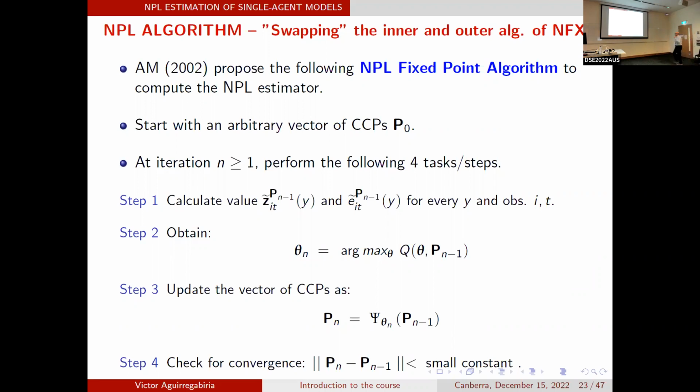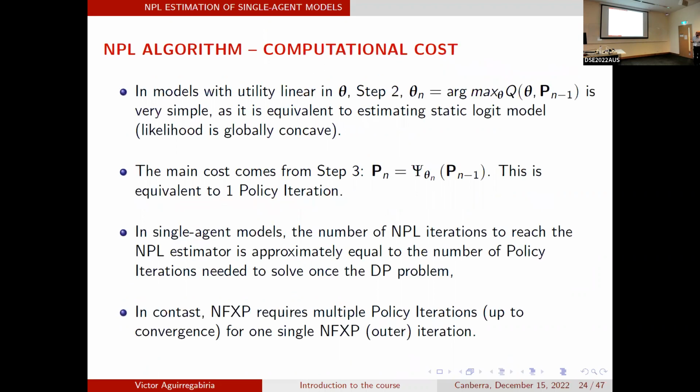Then you can see that we are making many iterations for the maximization of the pseudo likelihood with respect to theta, but hopefully we are making not many of these outer iterations to update the vector of choice probabilities. And this is the nested pseudo likelihood algorithm, or nested pseudo likelihood fixed point algorithm, because at the end it is a fixed point. What is the computational cost?